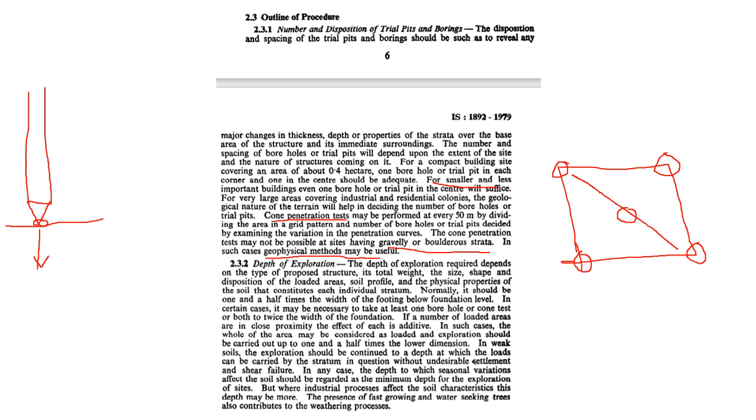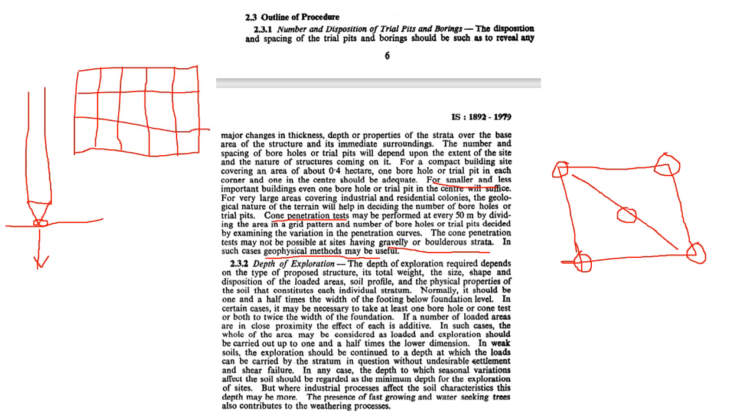So you will be able to get the values wherever you desire. Now, if you have large areas and you cannot take many borings, because money also matters, these will all take money, so you will have to do everything economically. Basically, what they're saying is you divide the whole site into a grid pattern. This is a grid pattern. Then you can conduct this cone penetration test at all these points.